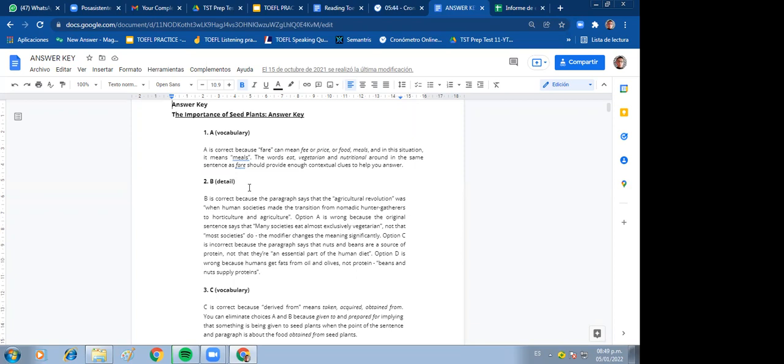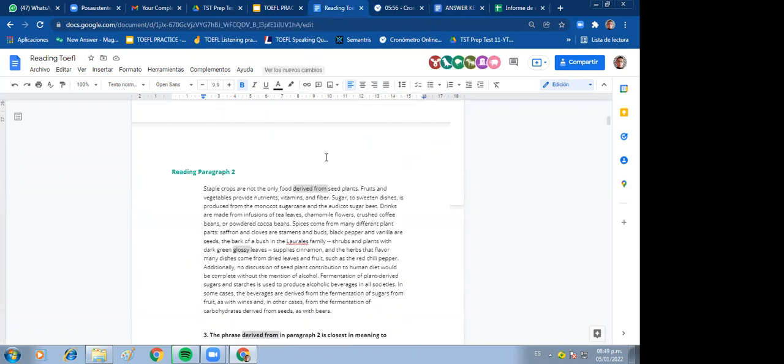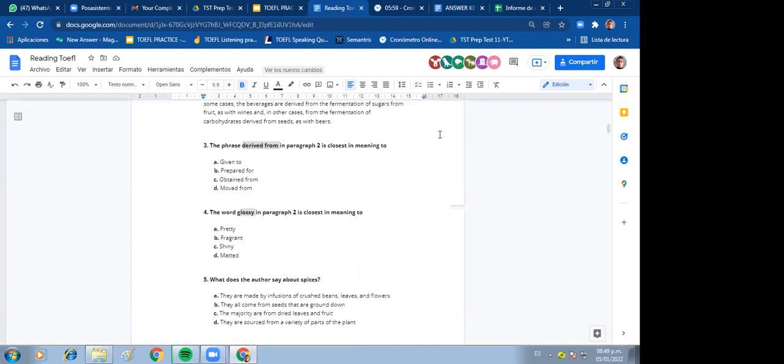Option C is incorrect because the paragraph says that nuts and beans are a source of protein, not that they are an essential part of the human diet. Okay, girls, be careful with that. Let's move on to another question. Let's see. Number 3, please. Can you help me reading this, Valeria Arce? The phrase derived from in paragraph 2 is closest in meaning to. Okay, what was your answer?